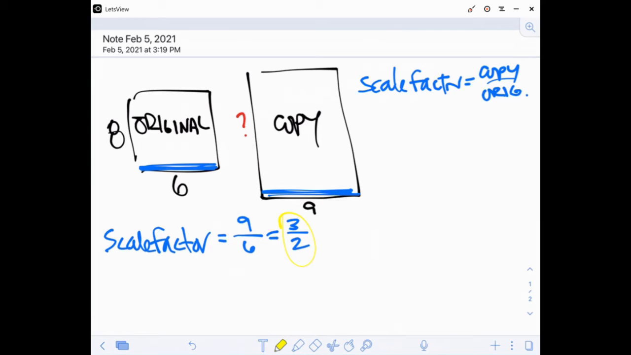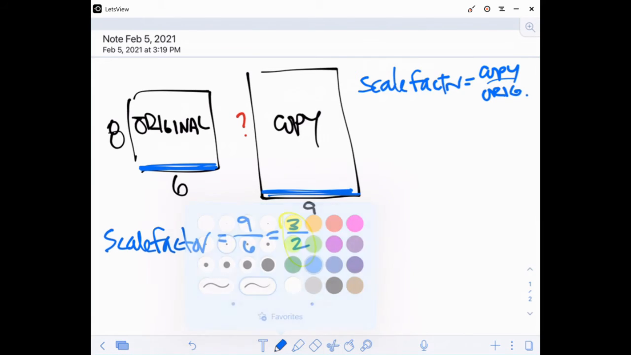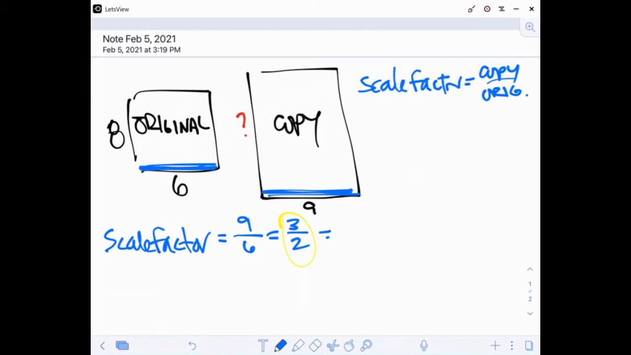If 3 halves looks a little tricky to you, well, let's make it into a mixed number then. That's the same thing as 1.5, right? 1.5. That makes sense because if I look at my original, the length of this side was 6, and it got bigger. How much bigger? 1.5 times bigger in the copy. It got to 9. So I just do that to make sure it makes sense. The copy is 1.5 times bigger than the original.